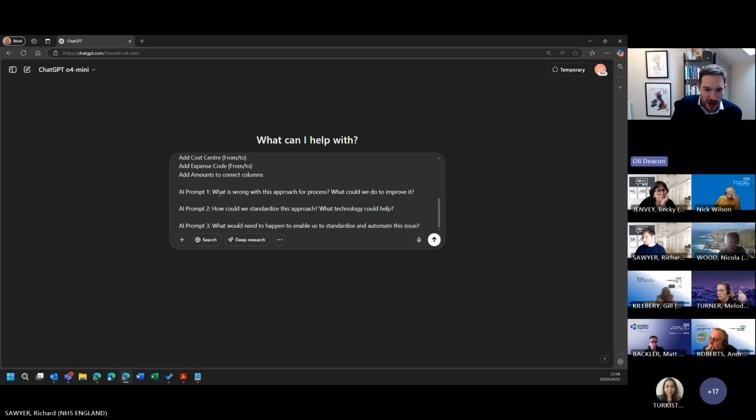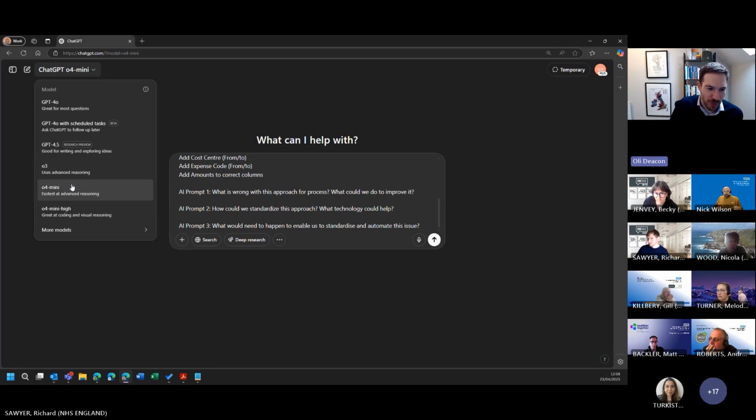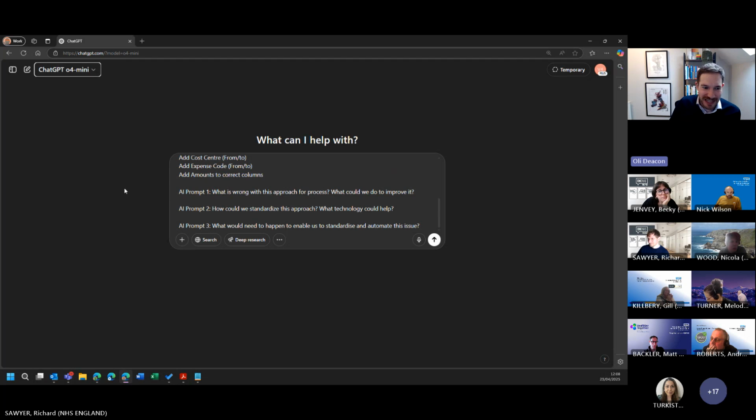And now we've added in our 3 prompts: what is wrong with this approach for the process? What could we do to improve it? How could we standardize this approach? And what technology could help? And finally, what would need to happen to enable us to standardize and automate this issue? And we have used the o4-mini model up at the top right-hand corner. Rich has paid for ChatGPT and he has selected the brand new o4-mini, which was just recently released last Thursday. And so we are going to see now this version of AI is £20 a month, which you would have to pay for this yourself. It's unlikely your trust will pay for you for this.